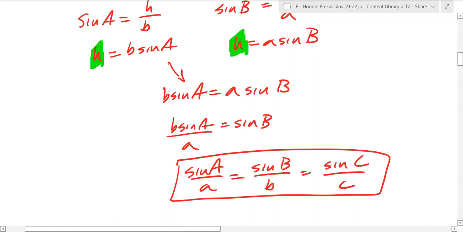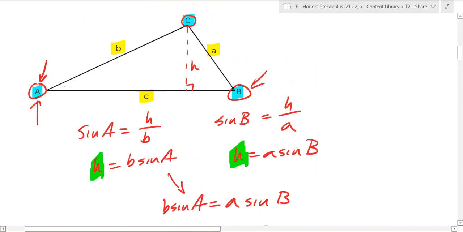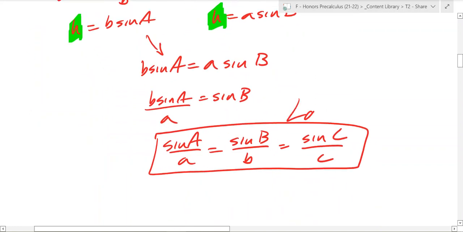This ratio is always the same: the ratio of the sine of an angle to its opposite side length. So keep in mind that side A is across from angle A. Same thing here. These are across from each other. These are across from each other. So if you set it up that way, this ratio right here is super, super helpful.